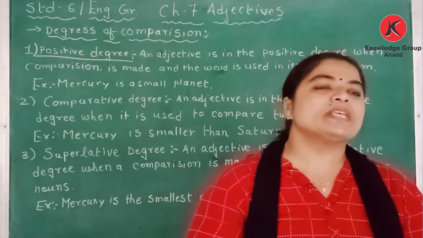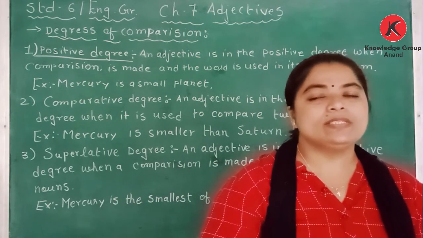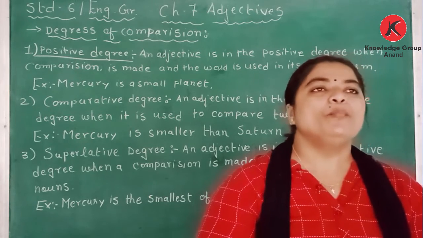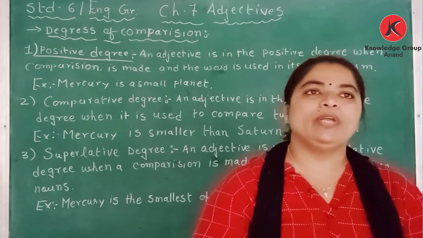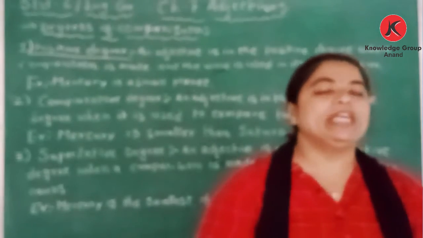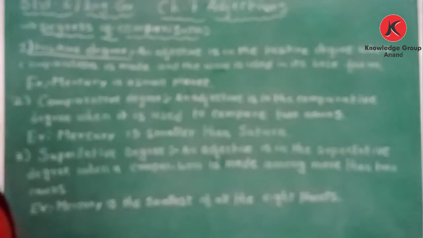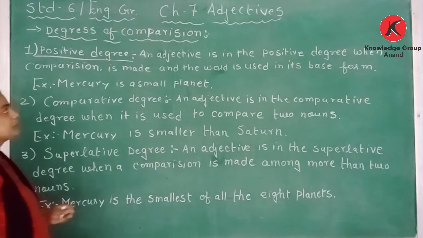In chapter number 7, adjectives. Now what is degrees of comparison? There are three types of degrees: positive degree, comparative degree and superlative degree. Okay, so let's go to the first one, that is positive degree.